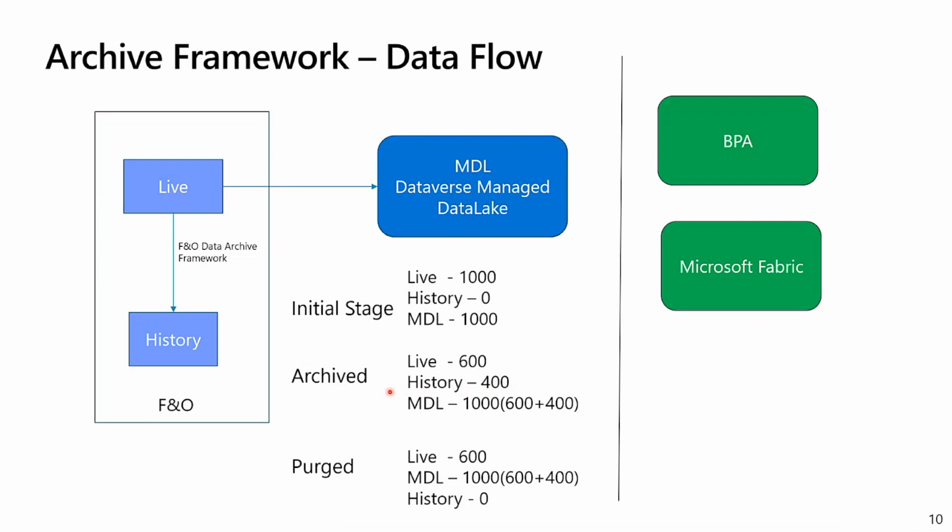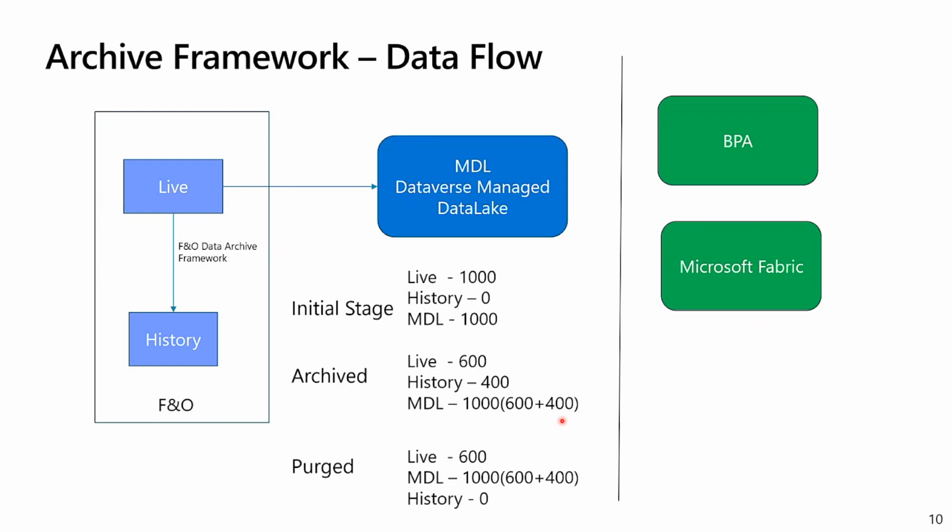So what it will do is move 400 to the history table. Our archiving framework will go to the Microsoft Managed Lake, and out of 1,000, it will do a reconciliation, marking 600 as a live record and 400 as a retained record, which you can use to distinguish if you wanted to do reporting and filtering, say, only on live data, not on the history. You can do that, right?